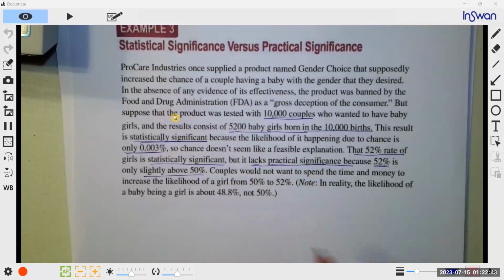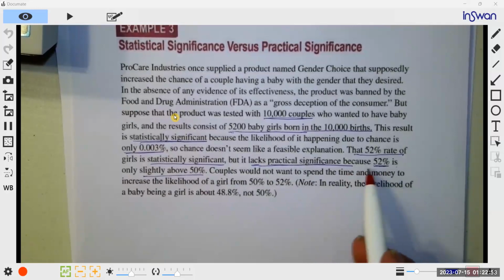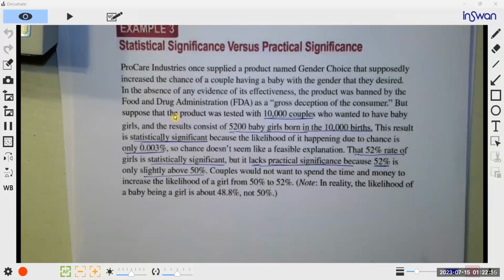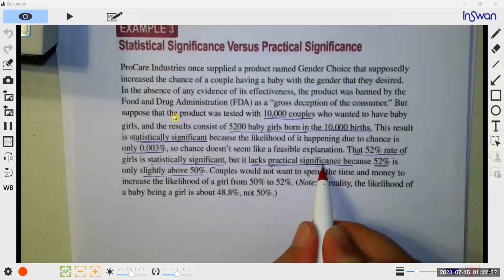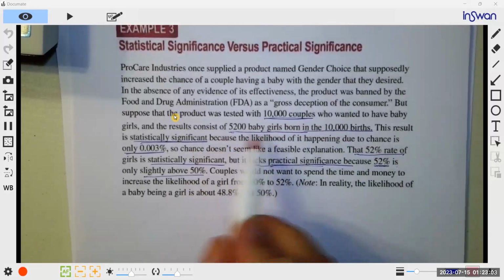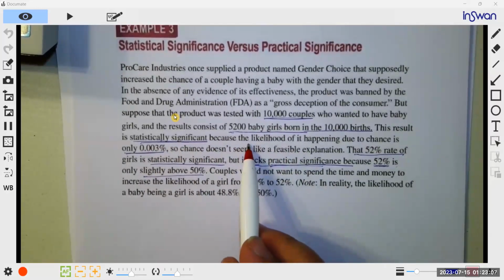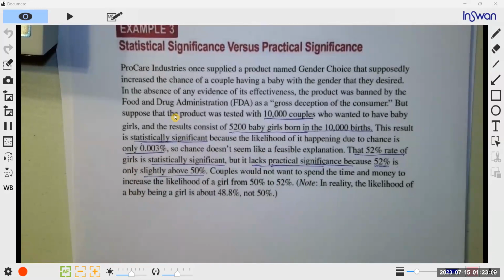Practically significant would be if it was an 87% chance or 90% chance, if the results were 90% success. So for practical significance, you have to look at the end result and see what happens. For statistical significance, we have to see what is the probability of it happening mathematically.